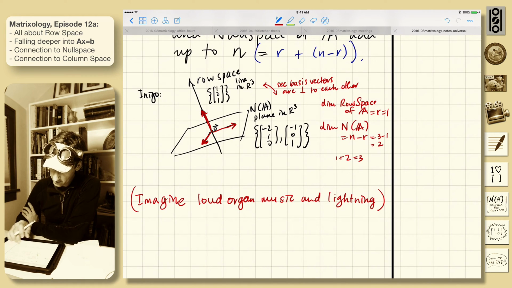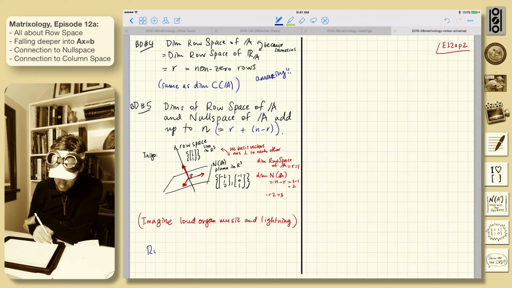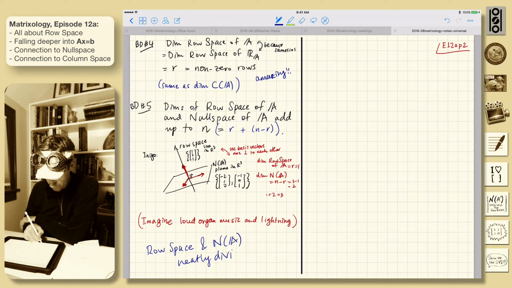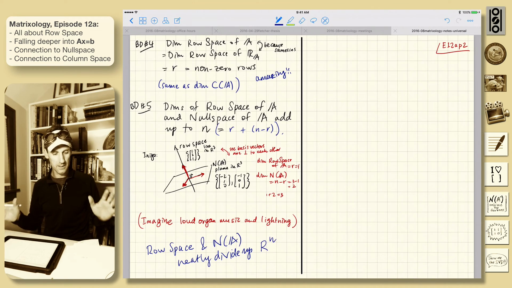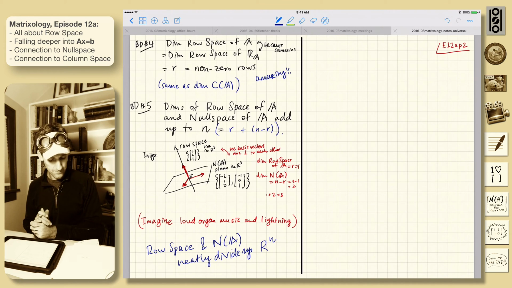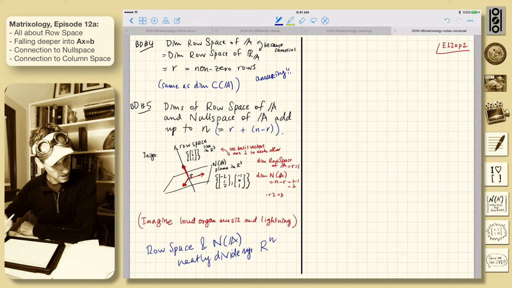So I'm going to say it with one more piece. The row space and the null space of A neatly divide up Rn, right? So they break it down. The subspaces, their dimensions add up. They're at right angles to each other, which, yep, very good. Okay, so that's pretty awesome.